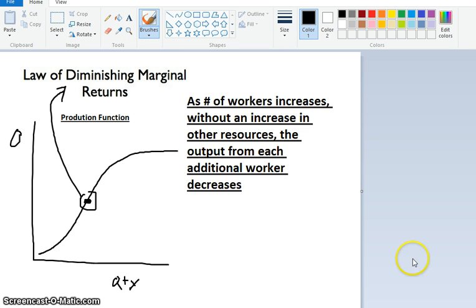Notice the way that they can word this a little bit differently. This worker is an input, right? So they could say as the number of inputs increases without an increase in other resources or other inputs, the output from each additional input decreases. So I put the workers in there just to help you contextualize a little bit, but understand that a worker is in fact an input, and what they produce is an output. Okay.